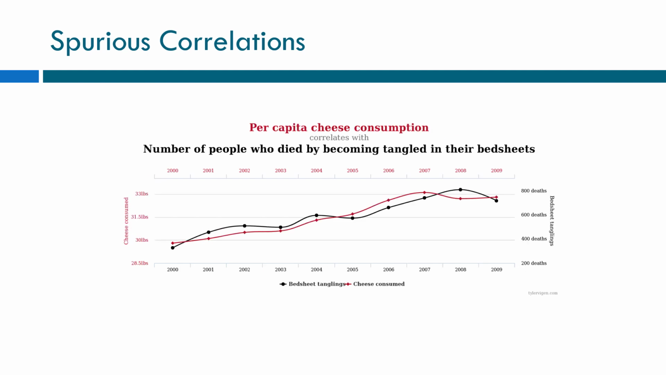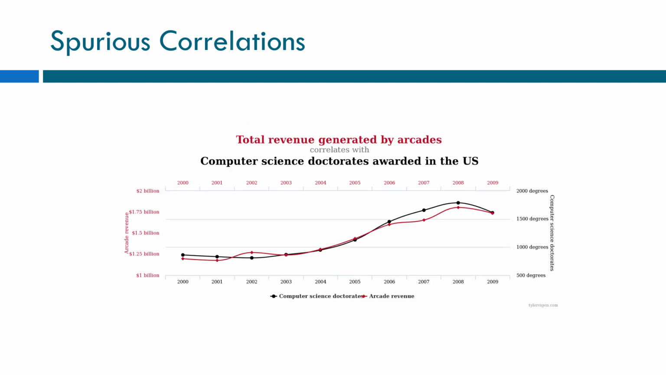We've also got the per capita cheese consumption, and how that correlates with the number of people who've died by becoming tangled in their bedsheets. I don't know whether it's more alarming that these things are correlated with each other, or that there's a lot of people who actually die by getting tangled in their bedsheets. Here's the total revenue generated by arcades and how it correlates with the number of computer science doctorates awarded in the United States. Again, these are kind of silly, but it gives you a good reason to remember: correlation does not equal causation.